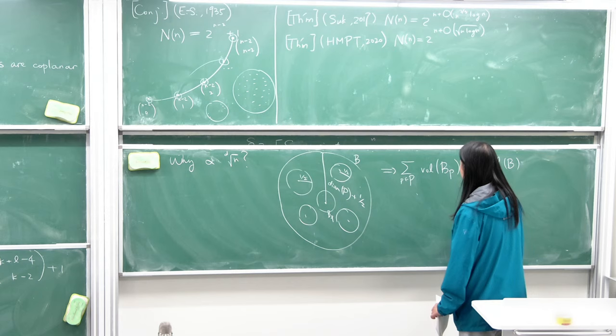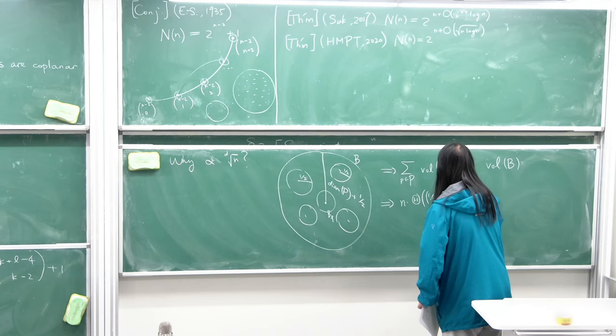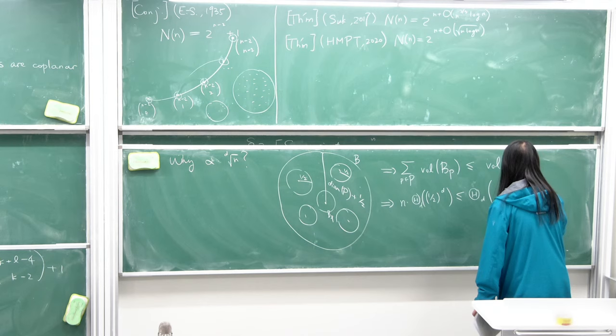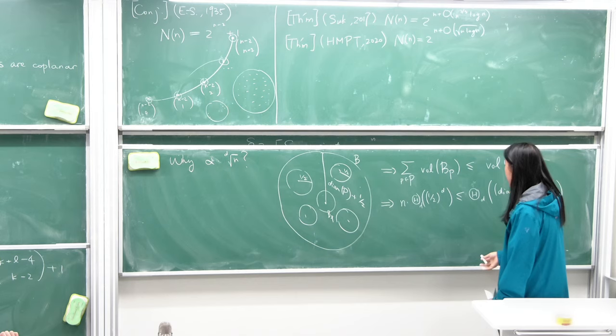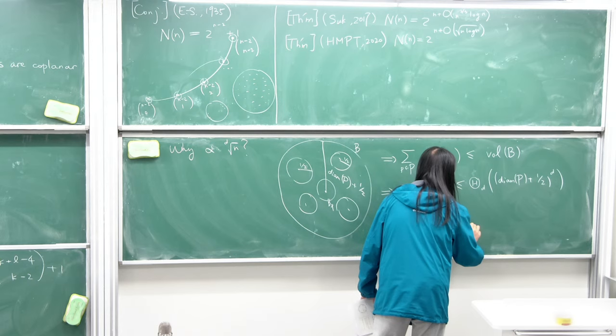And this implies that n times some constant times 1/2 to the d is upper bounded by the volume of the big ball, and by solving this inequality, we see that the normalized diameter is lower bounded by d-th root of n.